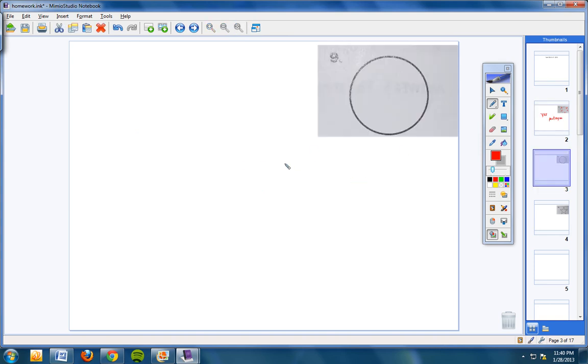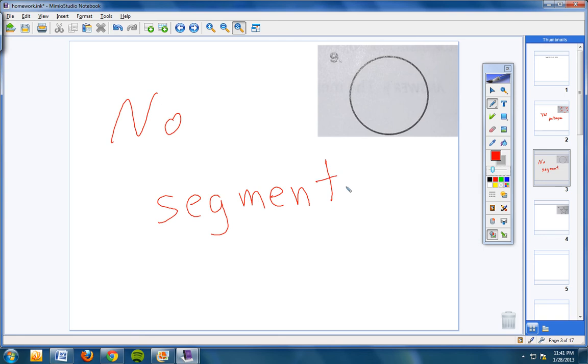Moving on to number 9. Well, no, that's not a polygon. Remember, a polygon is made up of segments that intersect at their endpoints. A segment is never curved, okay? It's never curved. So no, that is not a polygon.